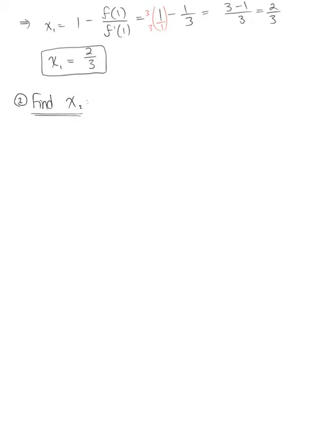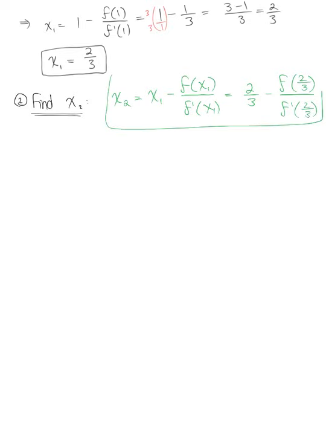And again, starting with Newton's generalized method, we know that x sub 2 is defined as x sub 1 minus f of x sub 1 all over f prime of x sub 1. So this will be 2/3 minus the function evaluated at 2/3 all over f prime of 2/3. And we're ready to go. So we have f of 2/3.